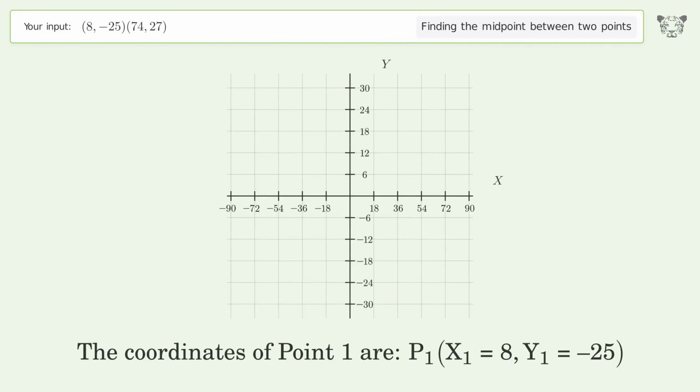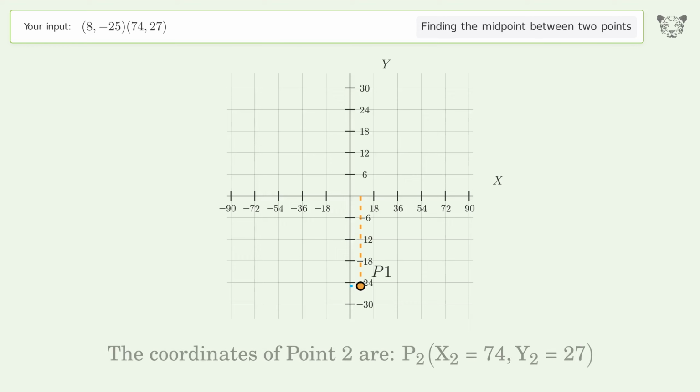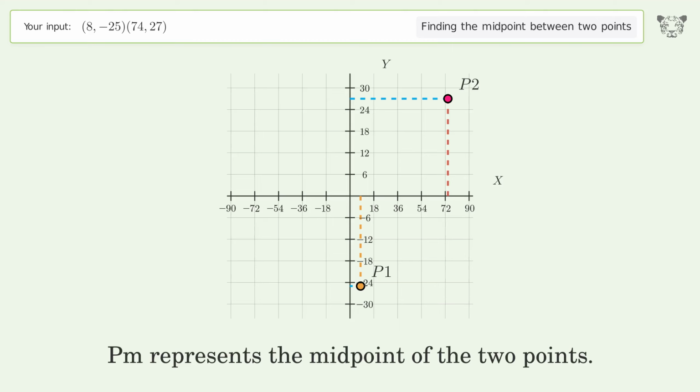The coordinates of point 1 are x1 equals 8, y1 equals -25. The coordinates of point 2 are x2 equals 74, y2 equals 27. PM represents the midpoint of the 2 points.